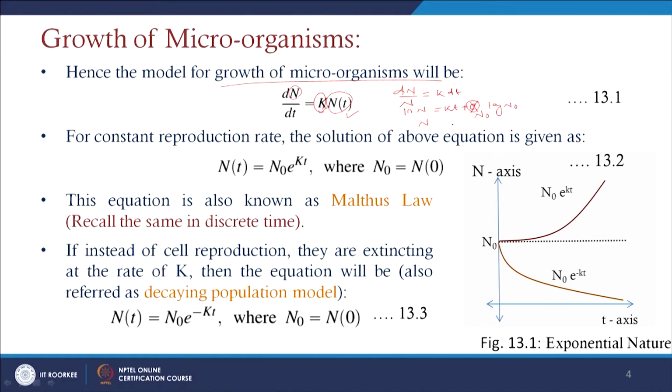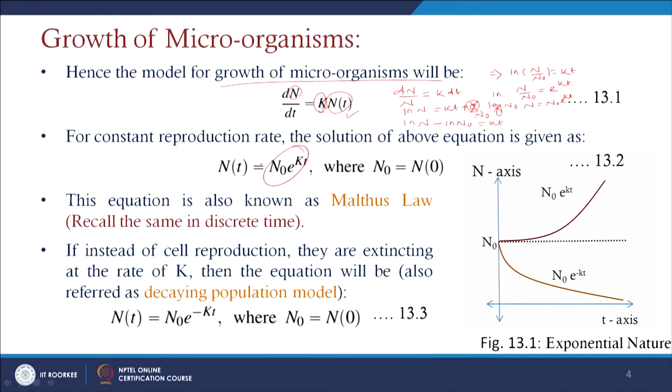So, we can write ln of n minus ln of n0 equals kt. This implies ln of n by n0 equals kt. So, n by n0 can be written as e to the power kt. So, n equals n0 e to the power kt here. This is the final solution.